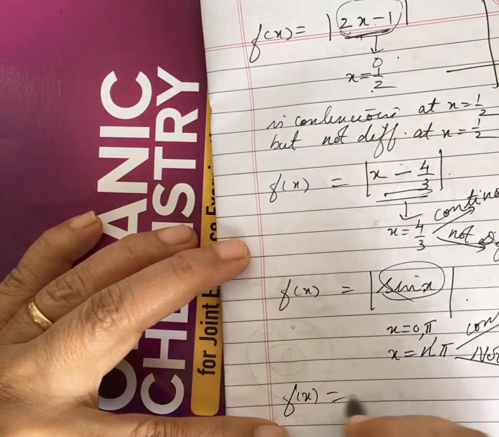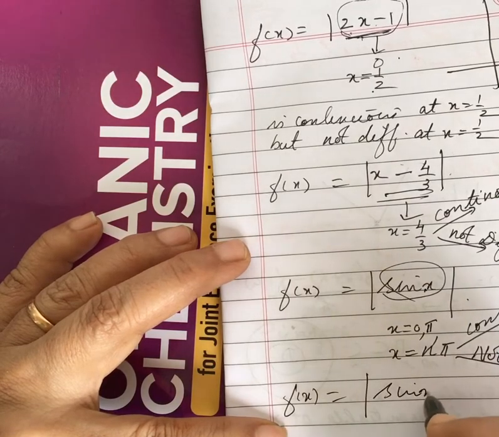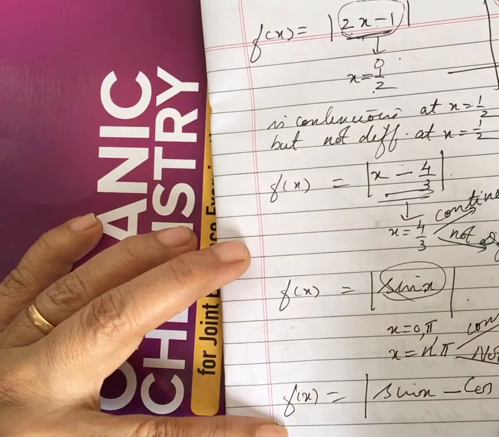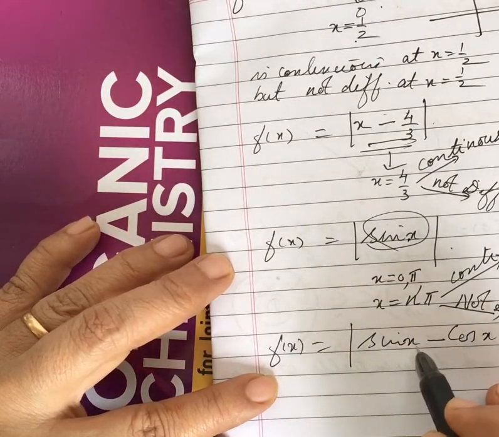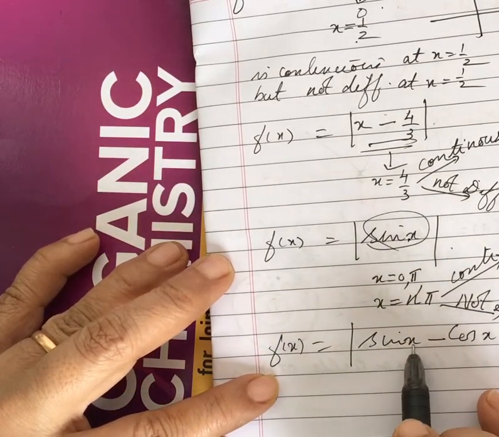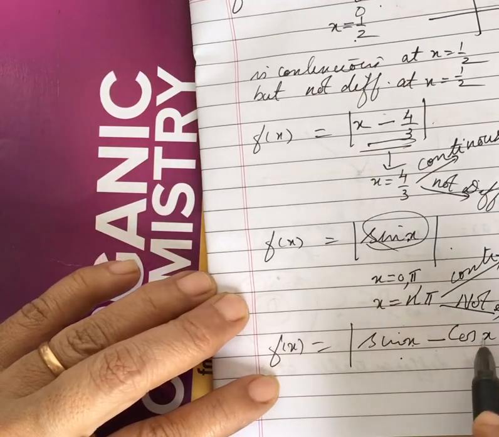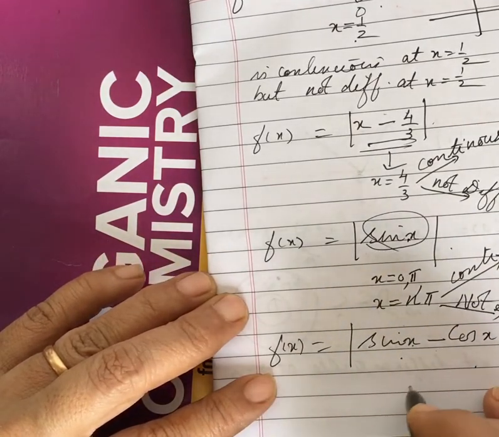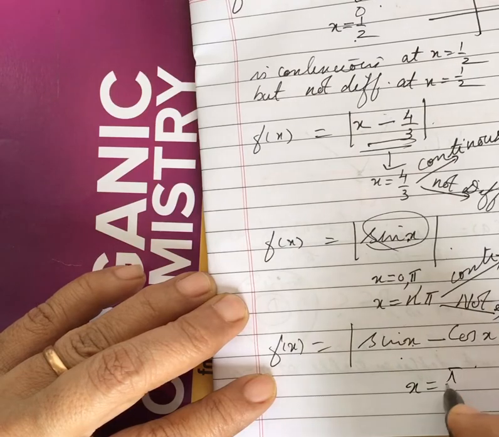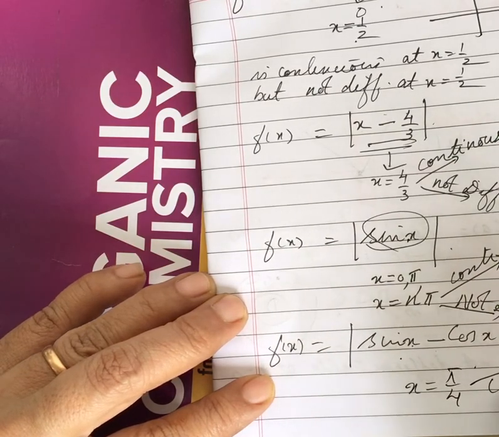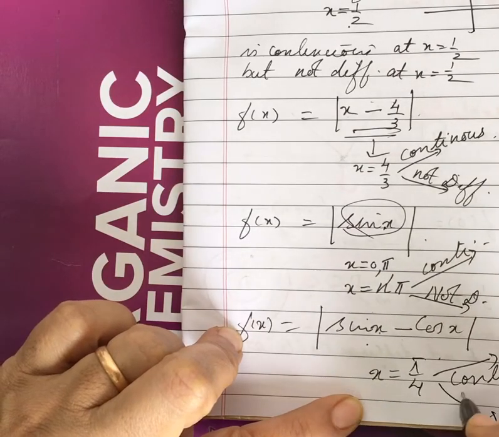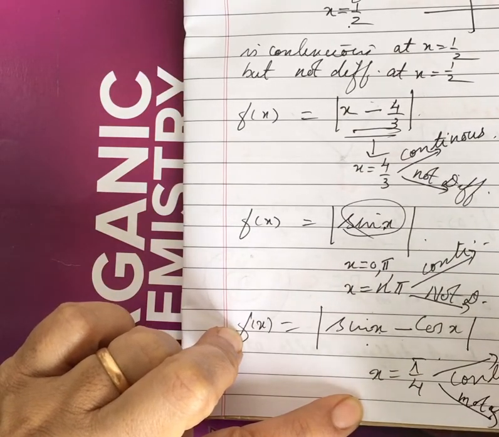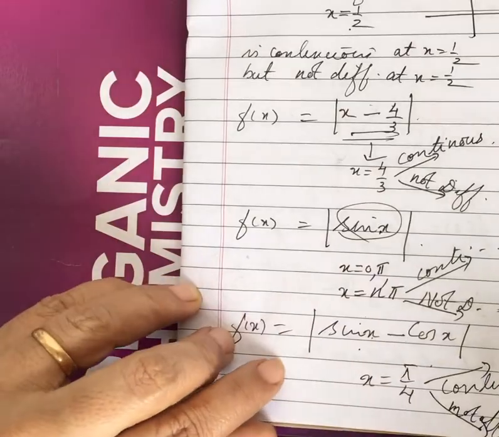Another example is modulus sin x minus cos x. So here also, wherever this is 0, for example, when x is equal to 45 degree, you get 1 by root 2 minus 1 by root 2, which is 0. So I am taking x equal to 45 degree or pi by 4. At this point, it is continuous but not differentiable. So this is one of the expected questions.